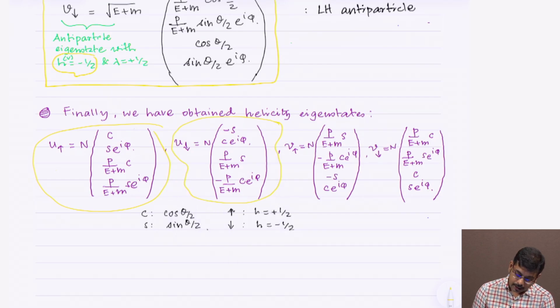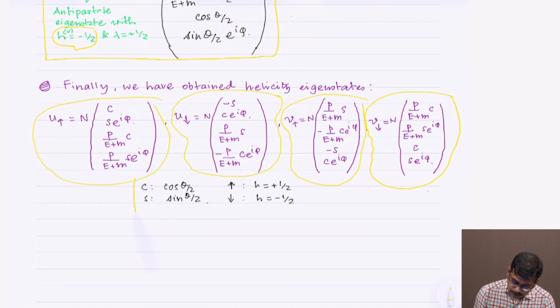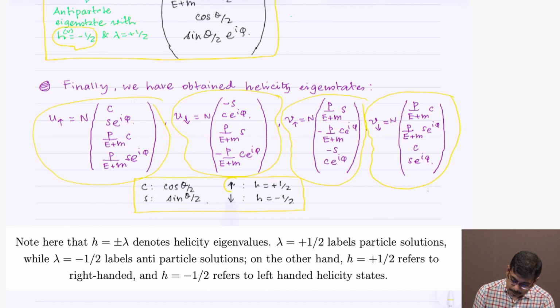The u up is the right-handed particle solution, u down is the left-handed particle solution, v up is the right-handed antiparticle solution, and v down is the left-handed antiparticle solution. And in this simplification, we usually choose a shorthand notation of c equal to cos theta by 2, s equal to sin theta by 2, and once again this up sign basically means h equal to plus half, and down means h equal to minus half.